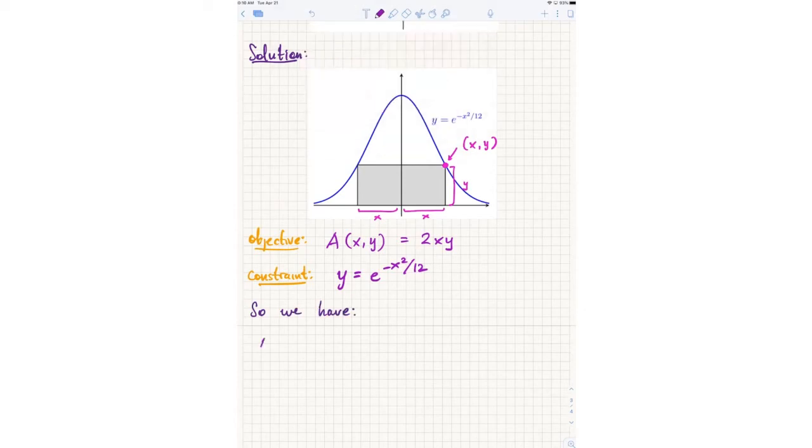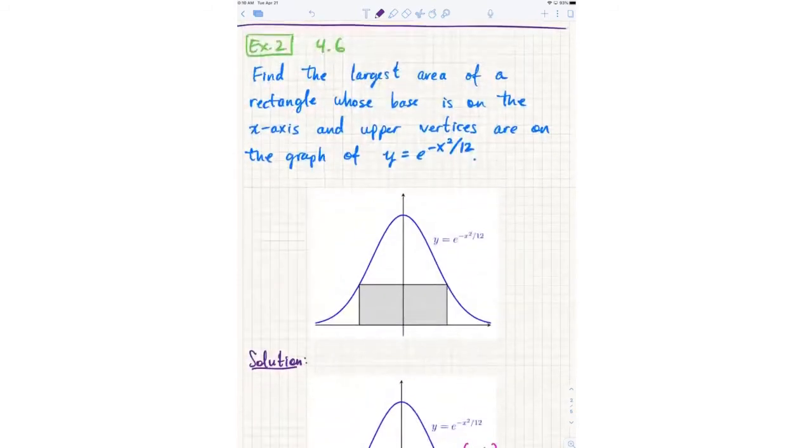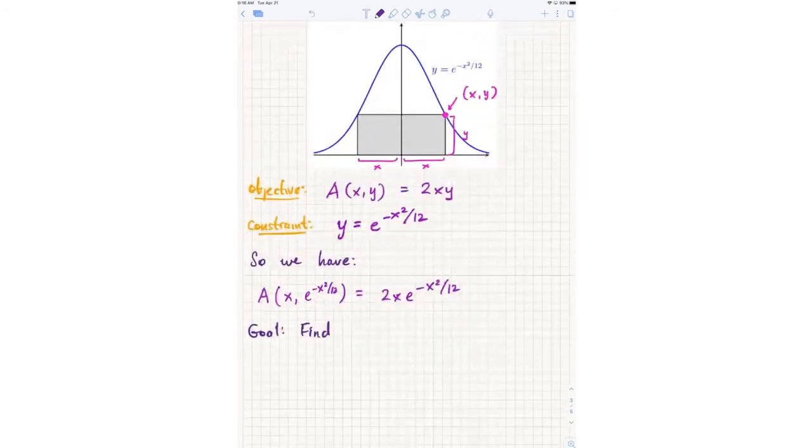Substitute the constraint. Okay. So in other words, wherever I see a y, I'm putting e to the negative x squared over 12. So that means my area function is this thing. And now I can write down what my goal is. Goal. So do I want the dimensions or do I want the actual area? It says find the largest area. So I actually do want the maximum value. So find maximum.